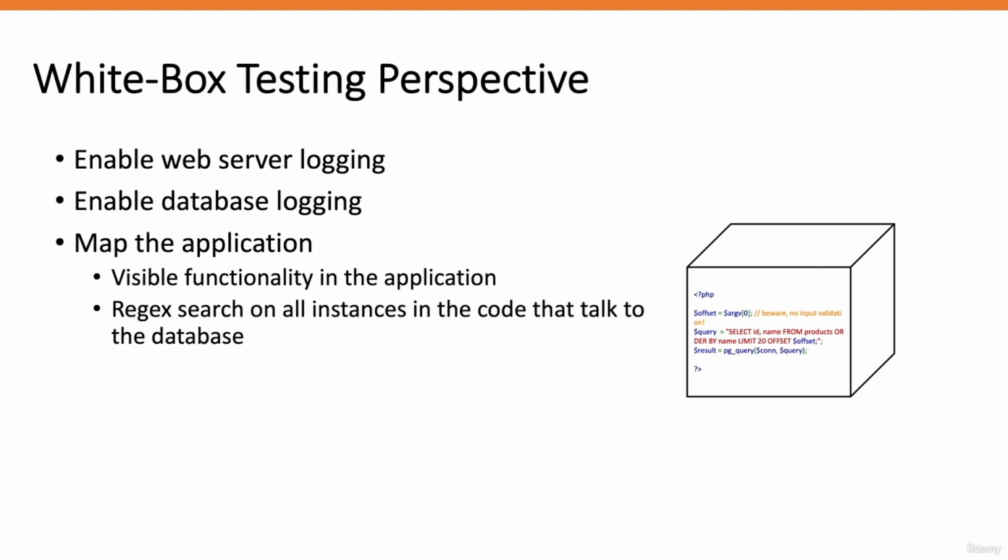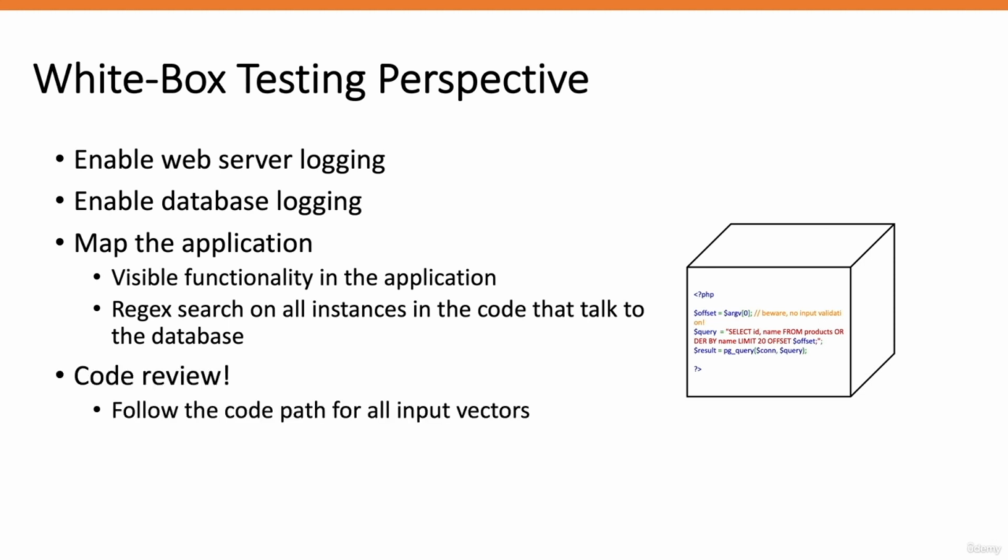Next, because I do have access to the source code, I'll also do a regex search on all instances in the code that talk to the database. That really depends on how the application is programmed, which database it uses, and so on. But I would have regex strings that I look for in the code to see if I've missed anything that I haven't mapped from a black box perspective. You'll see that there are certain pages that might not have been directly accessible through the main page of the application, and you didn't discover them through directory brute forcing. So it's useful to actually look at the code and see if there's anything that you missed.